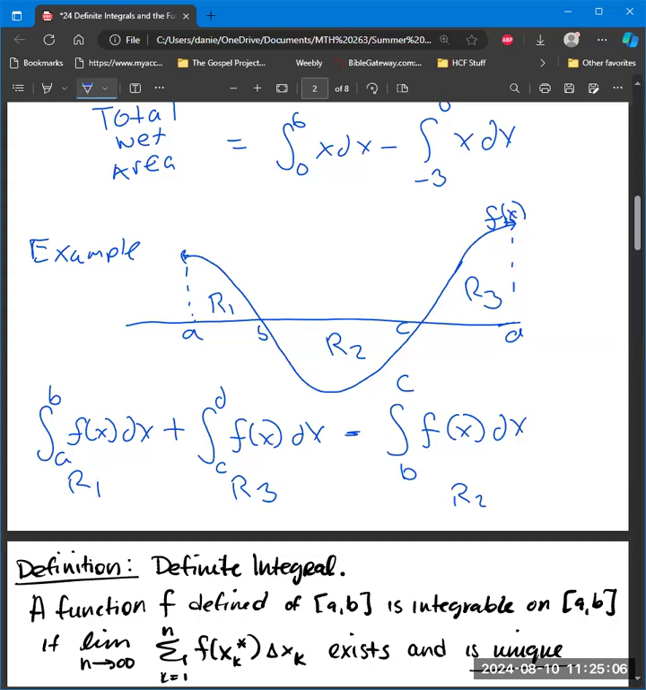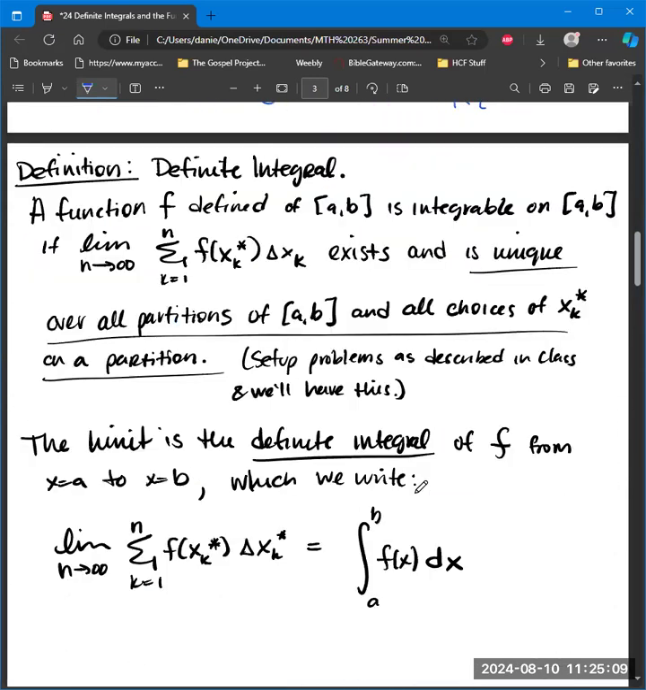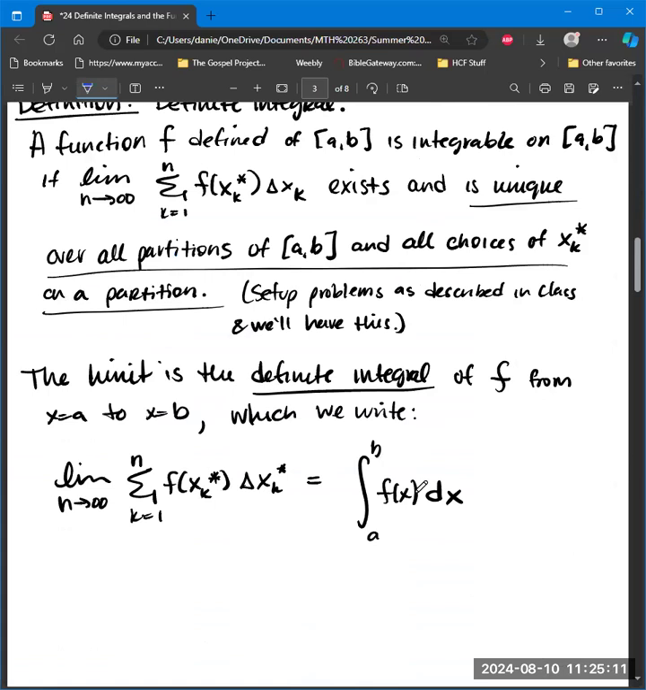All right. Now let's look at our definition of our definite integral. A function f defined on the closed interval a to b is integrable on a to b if the limit as n goes to infinity of the sum from k equals 1 to n of f of x sub k star times delta x sub k exists and is unique over all partitions of a to b and all choices of x sub k star on a partition.